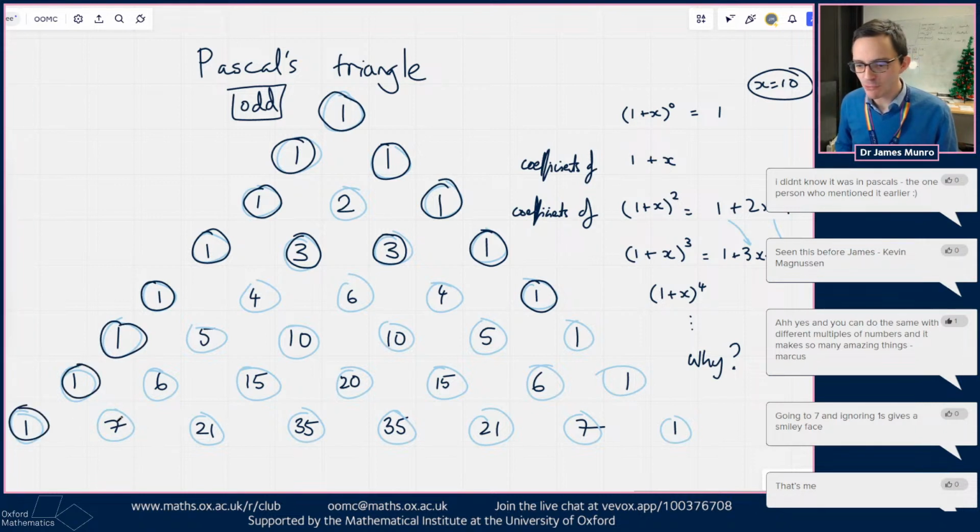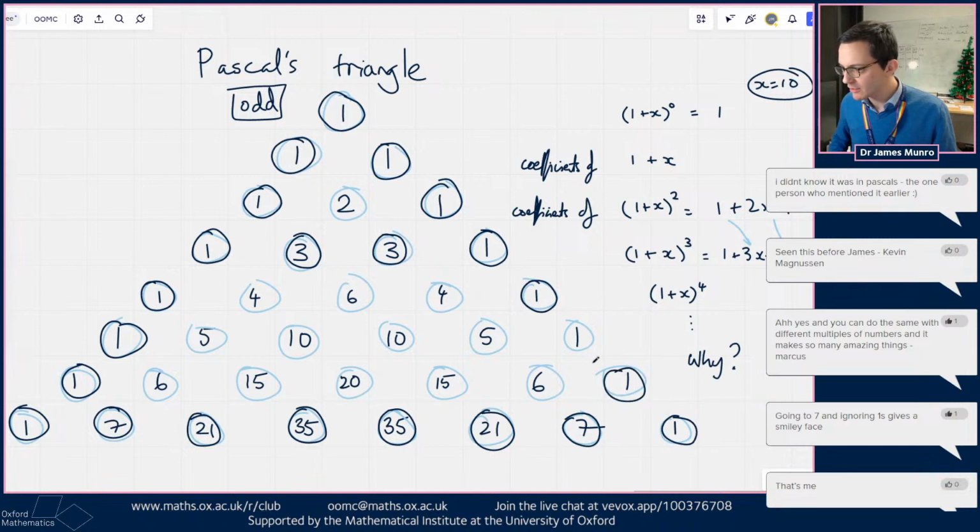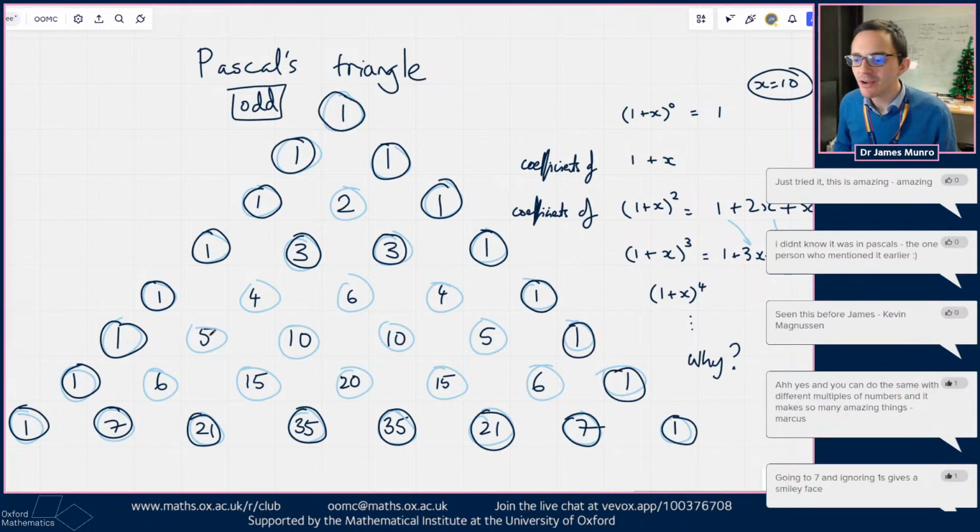I've gone down to the 7s. If you go down to the 7s, it's really interesting because there are loads of odd numbers down here. It's quite pretty. I've missed some, haven't I? I've missed some in the middle. Odd number over here. Kevin Magnussen has seen this before. There's also a running thing of people pretending to be Formula 1 drivers. So, yeah, one person didn't know it was here. I'm going to join the dots just to make it a little bit easier to see what's here.